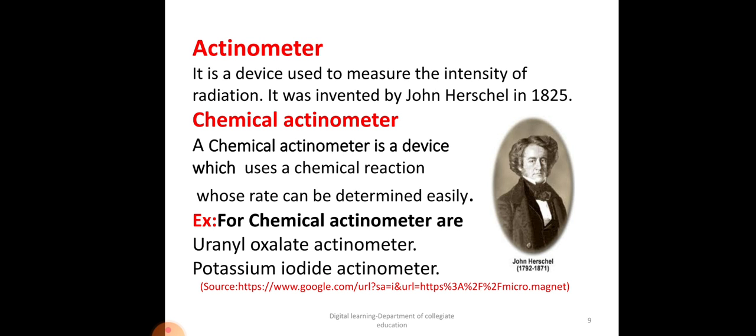Actinometer. It is a device used to measure the intensity of the radiation. It was invented by John Herschel in 1825. Chemical actinometer. A chemical actinometer is a device which uses a chemical reaction whose rate can be determined easily. Examples for chemical actinometer are uranyl oxalate actinometer and potassium iodide actinometer.